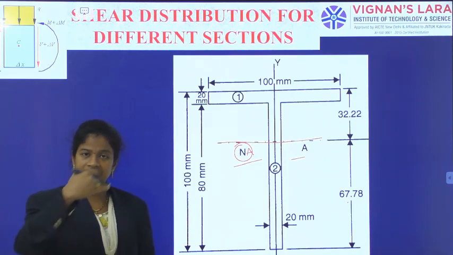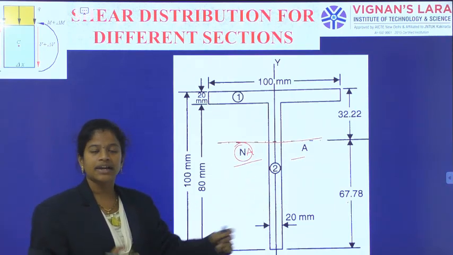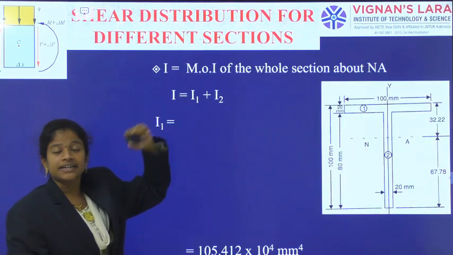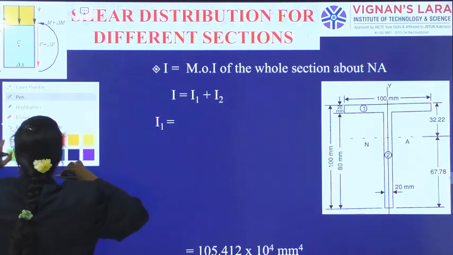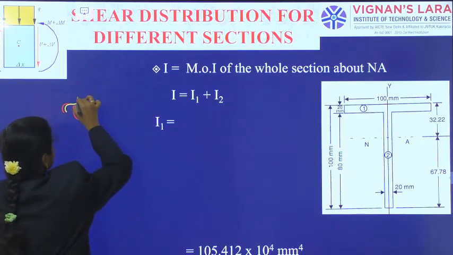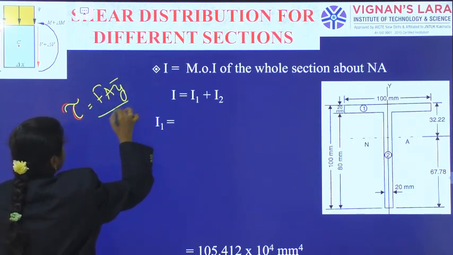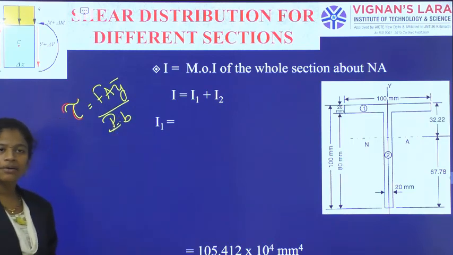While generating the shear stress distribution, we will calculate this as one step. Like we have done for the I section, the main formula we have to remember is tau equals F A y bar divided by I into B. So, F A y bar by I B.